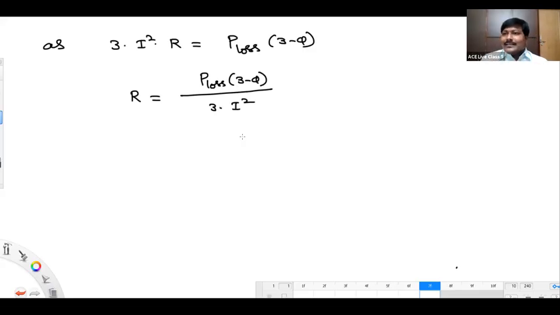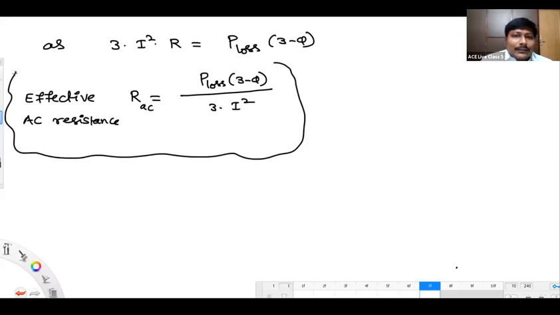So, this resistance we are going to call the effective AC resistance of the transmission line. So, this we are naming as the effective AC resistance of the transmission line.